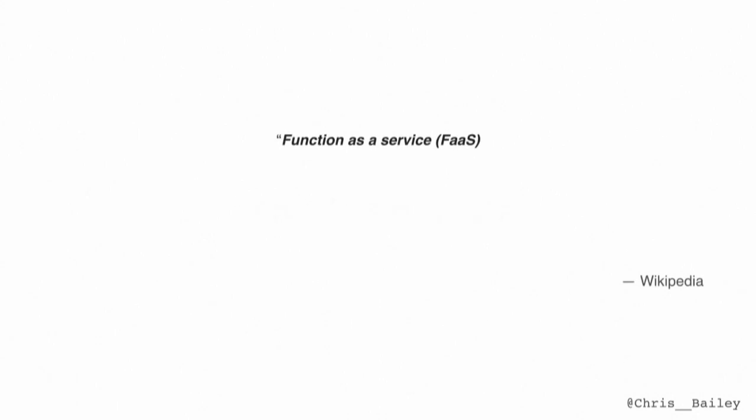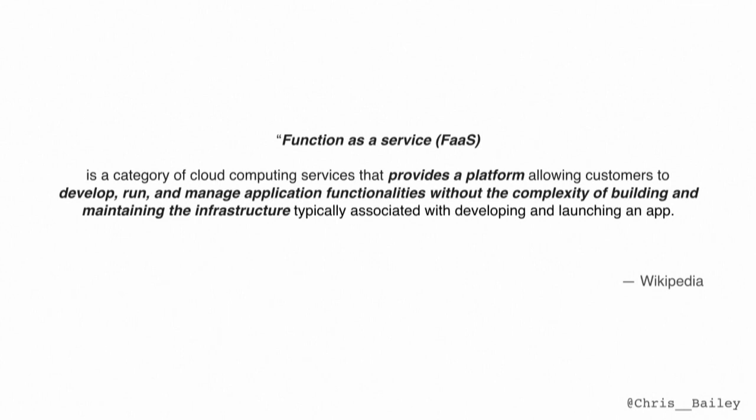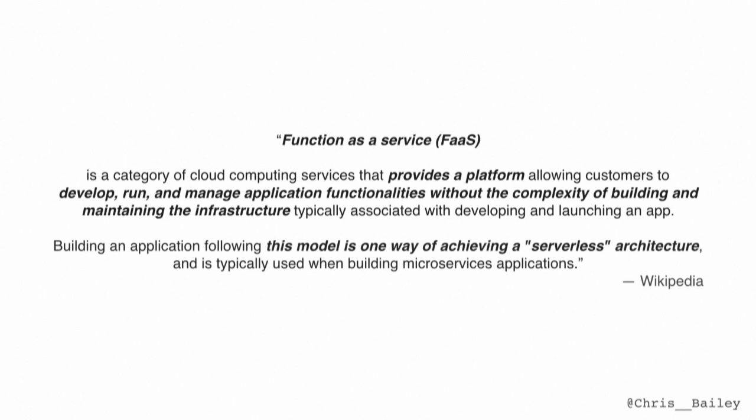If you ask Wikipedia, this is Wikipedia's summary of what function as a service is. Wikipedia says it's something that provides a platform that enables you to run and manage application functionalities without the complexity of building and maintaining the infrastructure. So that sounds like serverless. But it also says this is one way of achieving serverless. So FaaS is one type of serverless, but it's not the only type of serverless.